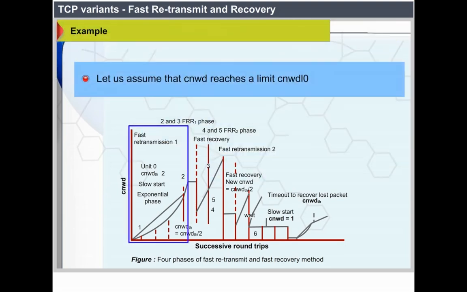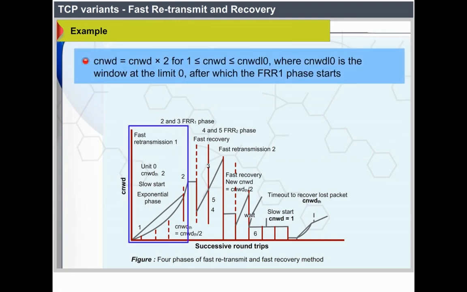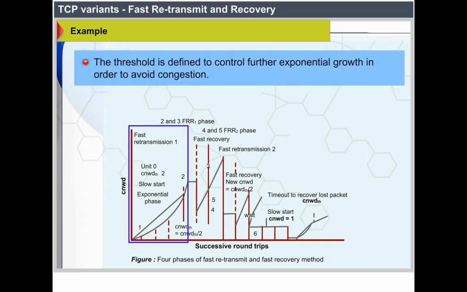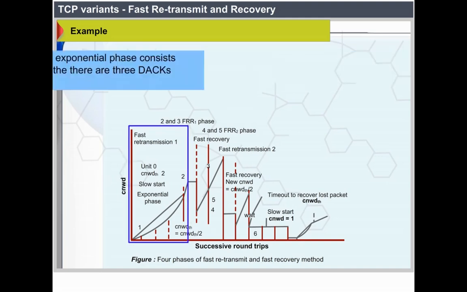Example: let us assume that CNWD reaches a limit CNWD L0. CNWD is equal to CNWD times 2 for 1 less than or equal to CNWD less than or equal to CNWD L0, where CNWD L0 is the window at the limit 0 after which the FRR1 phase starts. The threshold is defined to control further exponential growth in order to avoid congestion.